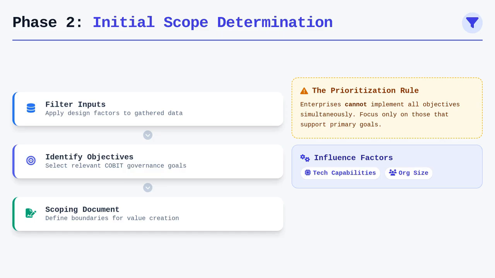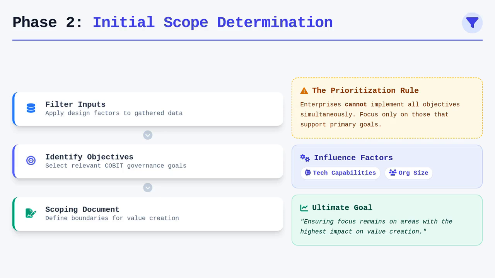You essentially create a high-level scoping document that highlights which areas of governance are vital to support the enterprise's primary goals. This is where you begin to see the influence of technical capabilities and organizational size on the overall system design. By determining this initial scope, you set the boundaries for the subsequent refinement phase, ensuring that focus remains on areas with the highest impact on value creation.